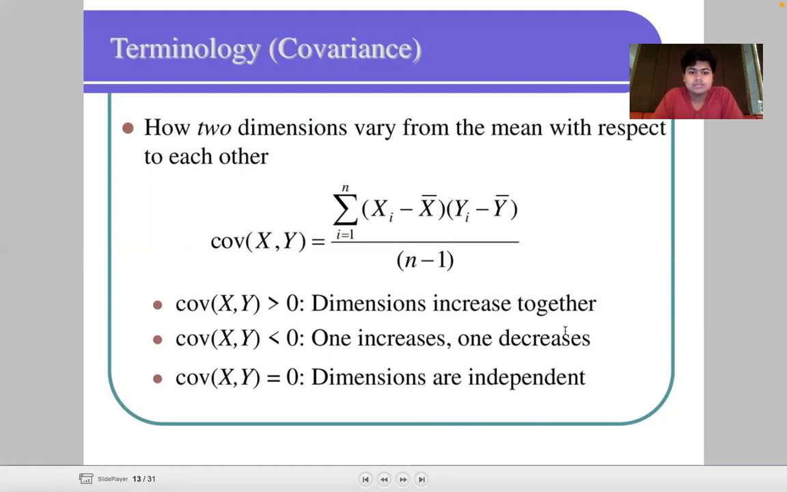Here you can see the formula. Covariance of x comma y equals the summation for i equals 1 to n of x of i minus x bar, into y of i minus y bar, divided by n minus 1. If covariance of x comma y is greater than 0, that means the dimensions increase together. If covariance of x comma y is less than 0, one increases and the other decreases. If covariance of x comma y equals 0, then the dimensions are independent.